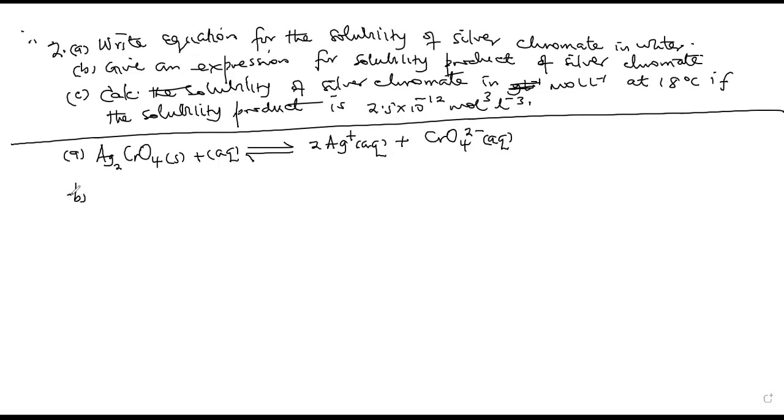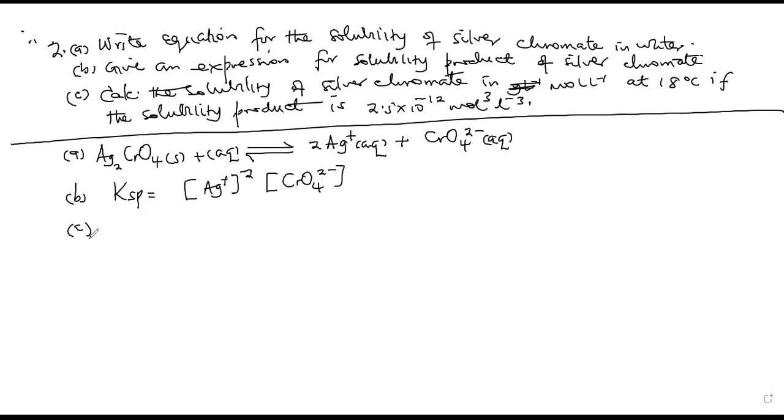Part B, the expression for KSP, as we said, it's the product of the molar concentration of the ions from a sparingly soluble salt of a saturated solution, raised to appropriate powers. So silver ion concentration squared, then times the chromate concentration. And that is it.